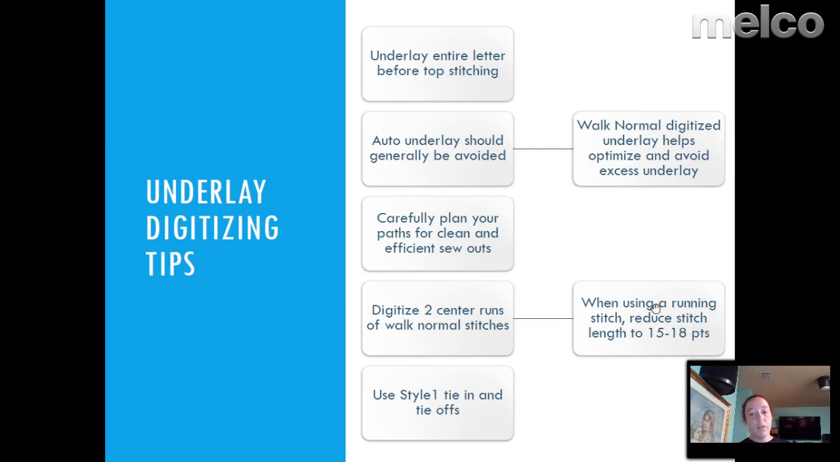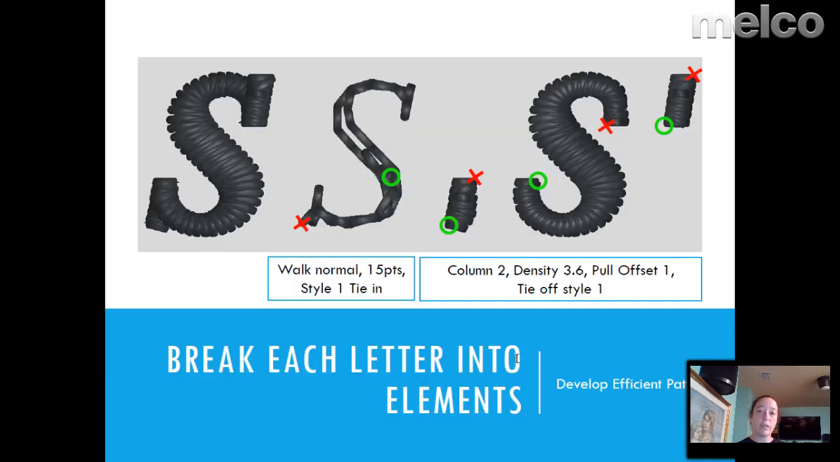Okay. Another thing is, as I said before, reducing that stitch length. That's just so that you get a better approximation to the small shape. And then using your style one tie-offs. The style one tie-offs are in line with your sewing. So if you use a style five, that puts a big old X. Well, on small lettering, that big X ends up looking like strange dots all over the text. Okay, so I'd stay with a style one when you're dealing with small.